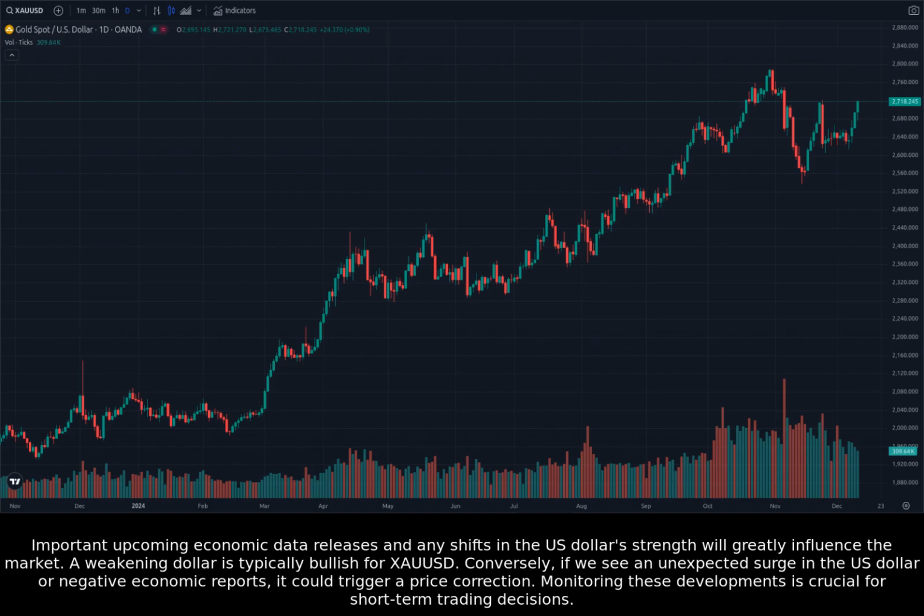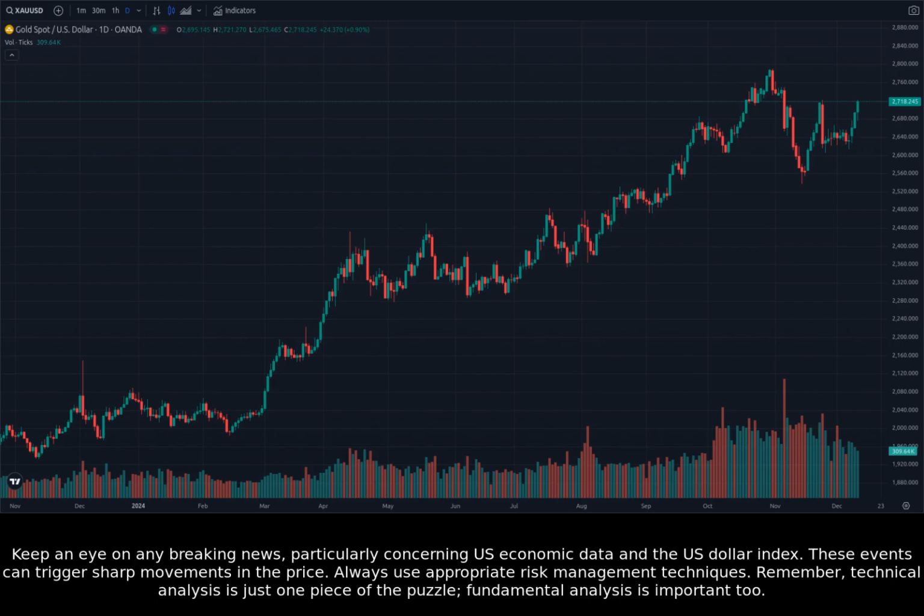Conversely, if we see an unexpected surge in the US dollar or negative economic reports, it could trigger a price correction. Monitoring these developments is crucial for short-term trading decisions. Keep an eye on any breaking news, particularly concerning US economic data and the US dollar index. These events can trigger sharp movements in the price.